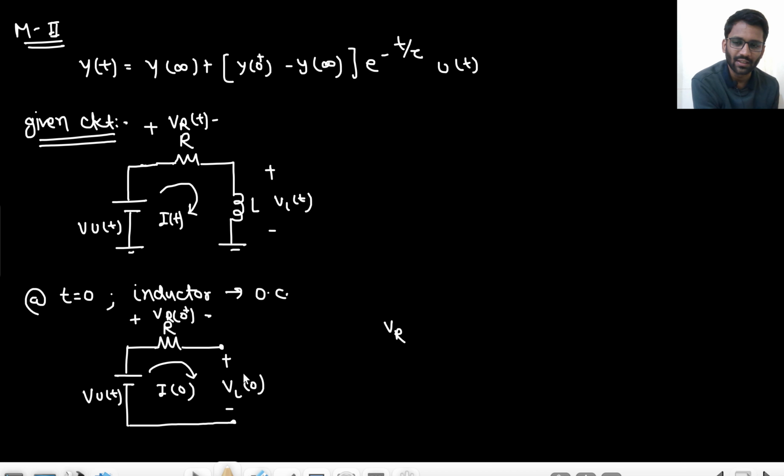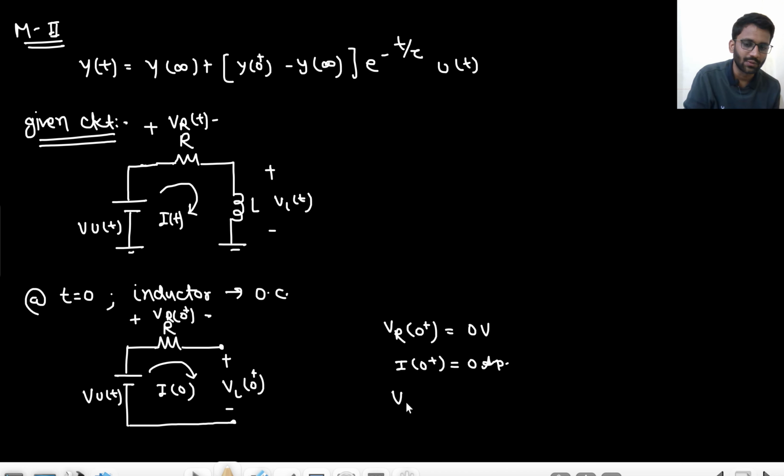Okay. So tell me, what is the value of VR(0), or 0 plus you can write? What is the value of VR(0 plus)? That is 0 volt, because no current is flowing. Because I(0 plus) is 0 ampere. If the inductor is open circuited, so how much current is flowing? Inductor is open circuited, so 0 current is flowing. So IR(0) is 0, VR(0) is 0.